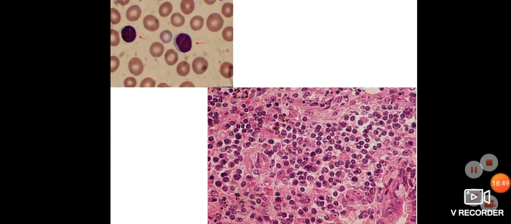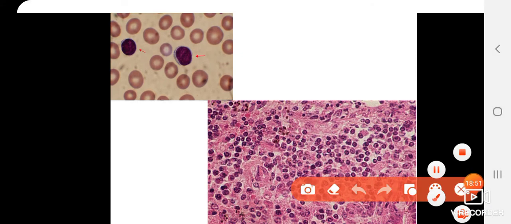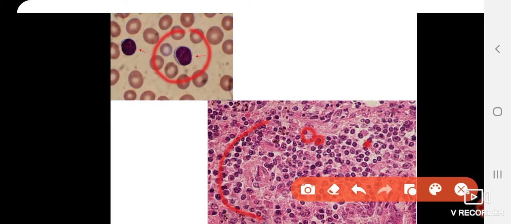So this is a picture in which you can see how a lymphocyte will look in a peripheral smear. But in histopathology, this is how lymphocytes will look. There will be small round cells with a basophilic or bluish colored nucleus and very minimal amount of cytoplasm. So this is your population of lymphocytes.